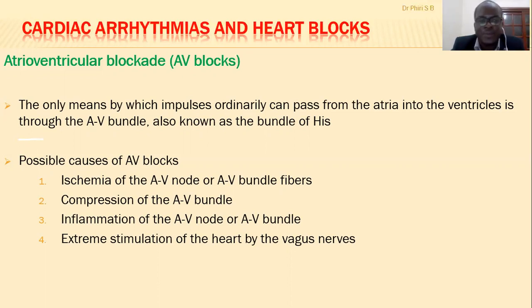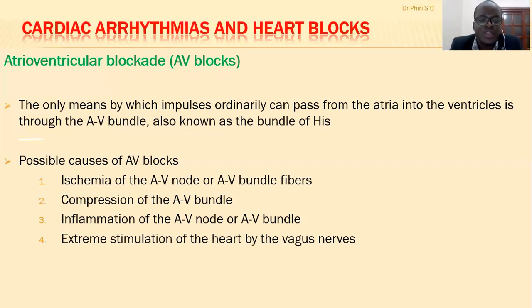And then sometimes you can have compression of the AV bundles, or inflammation of the AV node or AV bundle. If you have inflammation like pericarditis, or inflammation of the valves, it can also interfere with the function of these bundles. That inflammation can also affect the AV node or the bundle of His. That will bring about AV blocks, or abnormal conductivity of these action potentials, or complete blockade of the action potential.